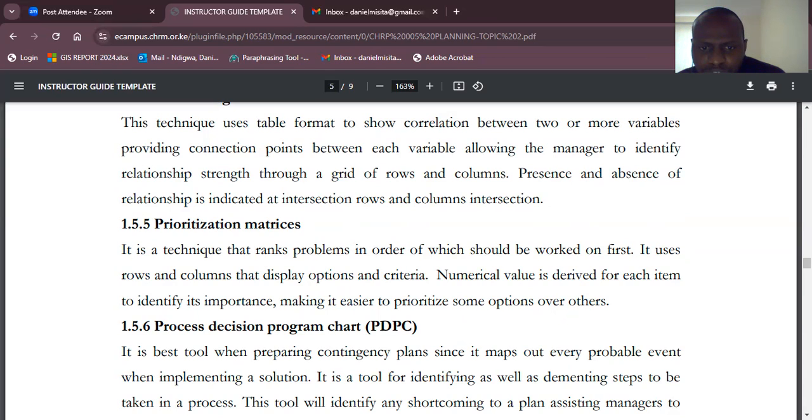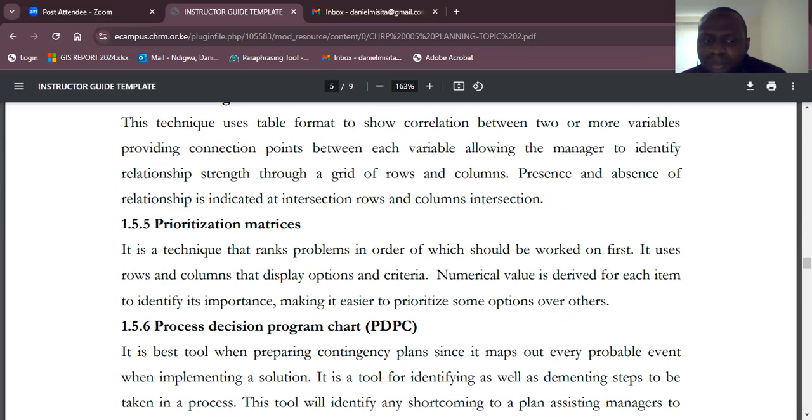Then you also need to put numerical values on every priority that you want to take, or any problem, so that this will help you to rank those priorities. At the same time, you'll be able to understand which of those activities are very urgent or important at that particular time.